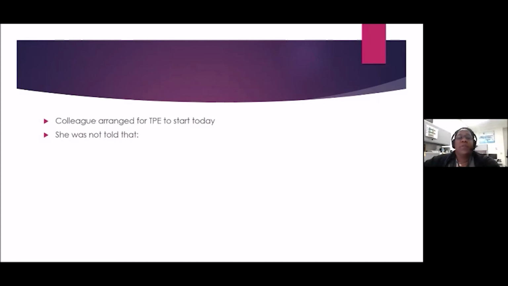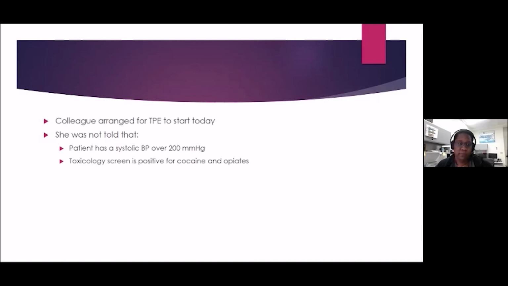So my office mate arranged for TPE to start today, but she found out additional information this morning. The patient had a systolic blood pressure of over 200 millimeters of mercury. Her toxicology screen is positive for cocaine and opiates.